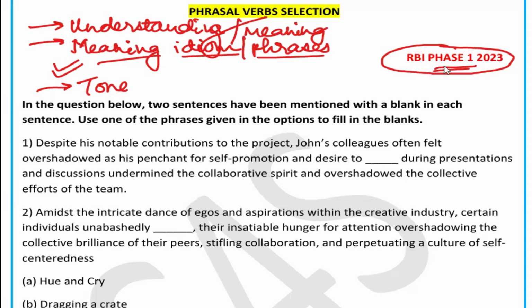RBI Phase 2 2023 paper were. In the question below, two sentences have been mentioned. As you can see, two sentences are mentioned below the question, with a blank left in each of the sentences. You have to select from the given options one of the phrases. As you can see, 5 options are given, and from those 5 options, you have to select the correct option which will fit in both the blanks.